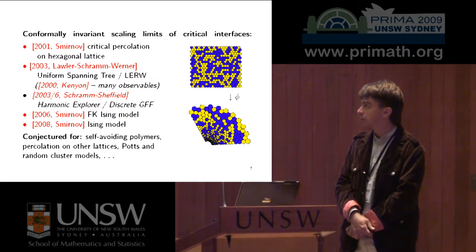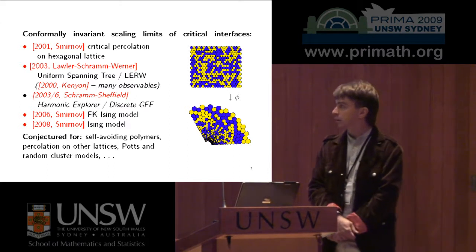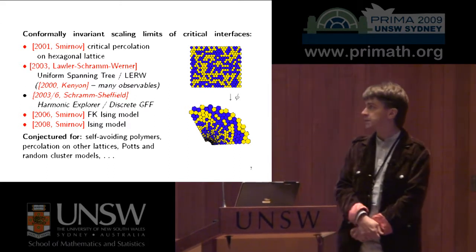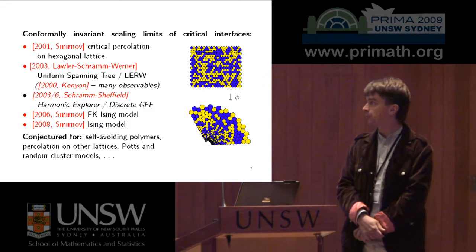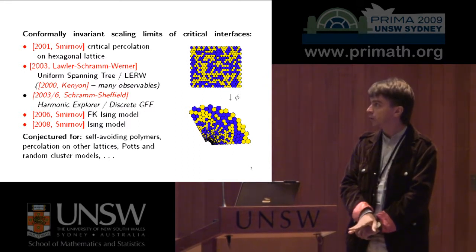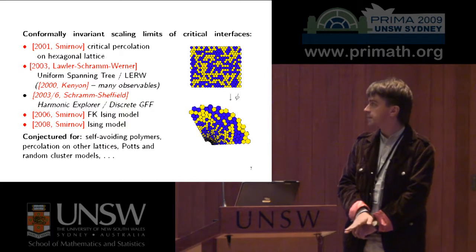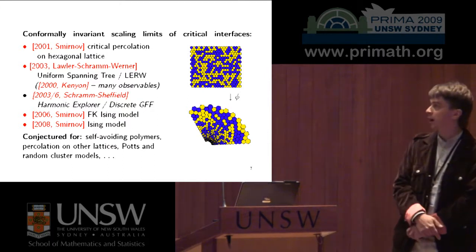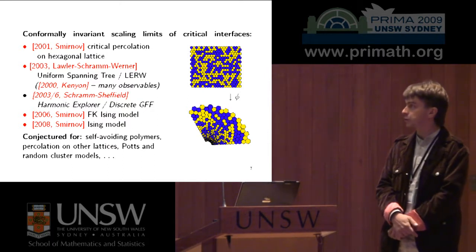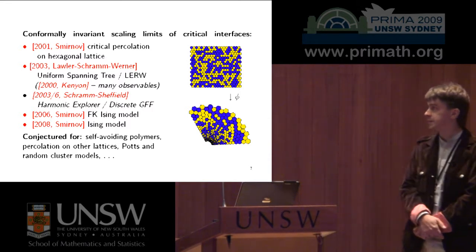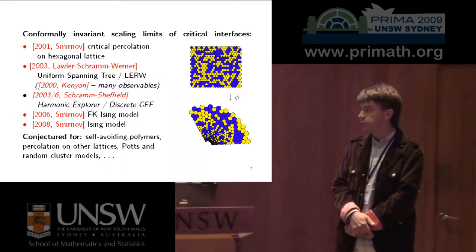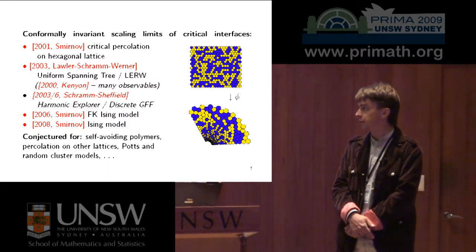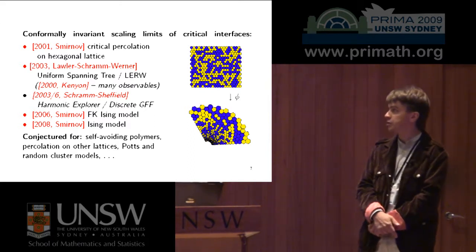And then there is an artificial model which is called the harmonic explorer, and then there is some discretization of what physicists call the bosonic free field, and mathematicians sometimes call the Gaussian free field. This was done by Schramm and Sheffield, but it's not exactly in the framework we are speaking about of these models of coherence. And then there are two variations of the Ising model, the Fortuin-Kasteleyn and the Ising model. And it's conjectured for many other models, perhaps the most outstanding being Potts models, percolation on other lattices, and self-avoiding polymers, which I mentioned.